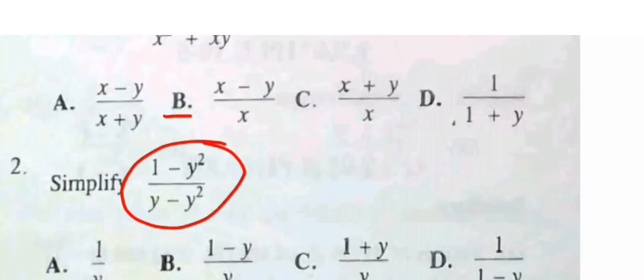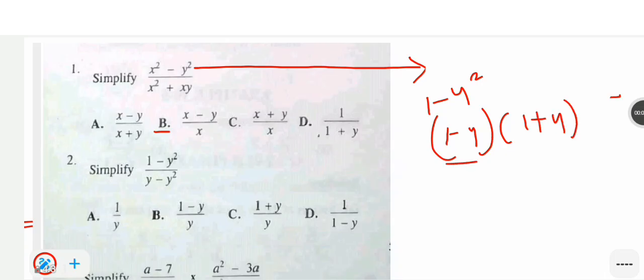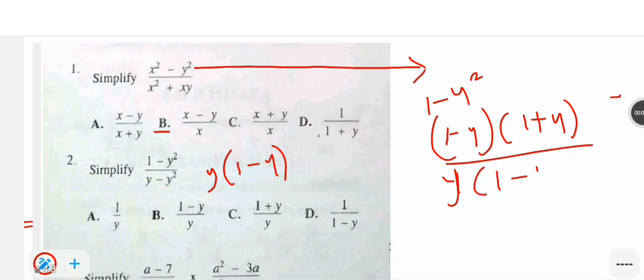For the next one, you have 1 minus y squared divided by y minus y squared. So 1 minus y squared is also a difference of 2 squares. Don't forget, 1 is the same thing as 1 squared. So if you express that, you have 1 minus y, 1 plus y. Then the bottom part, you have y minus y squared. Just factorize that. You see that y is common. If you factorize that, you have y into 1 minus y. Just put that under here.